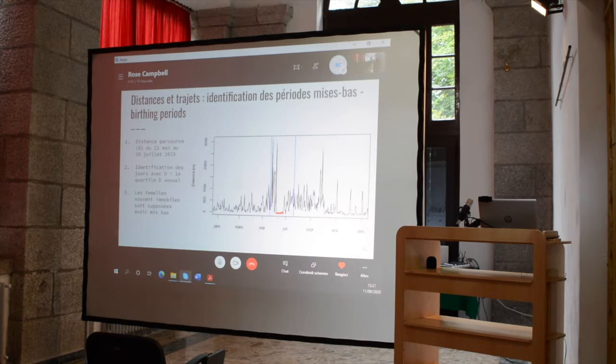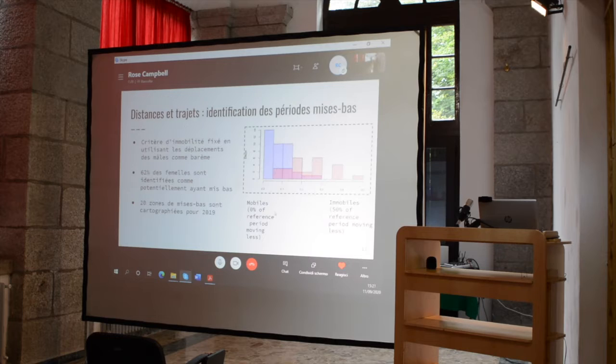Here's an example of one female and the distance traveled in a day throughout the year. When we focus on the reference period, I've highlighted in red the days where this female was moving much less than expected. So it's likely that she gave birth during this period. In order to define an algorithm to qualify what is meant by moving less, we compare all the females to the males.